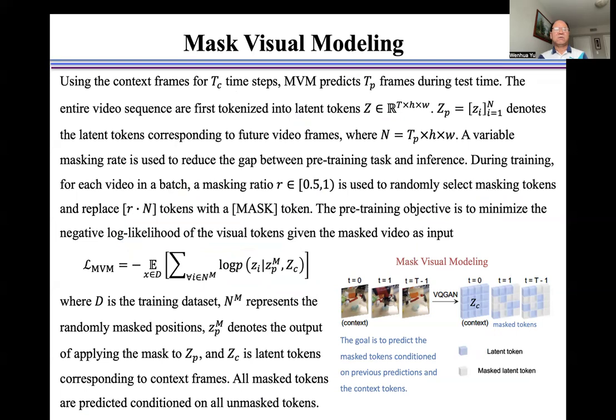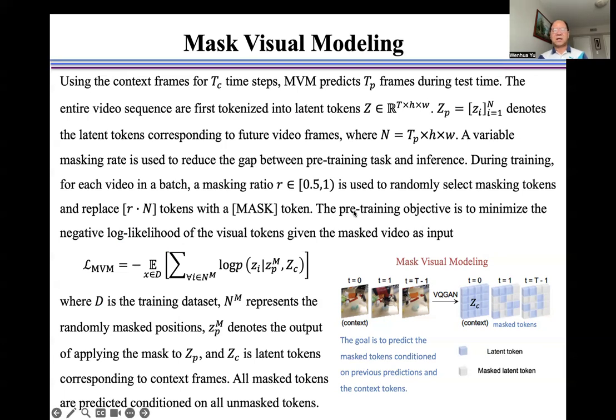The entire video sequence is first tokenized into latent tokens Z. ZP denotes the latent tokens corresponding to the future video frames, where N is dp by h by w. A variable masking rate is used to reduce the gap between the pre-training task and the inference. During training, for each video in a batch, a masking ratio R is used to randomly select the masking tokens and replace R by N tokens with a mask token.